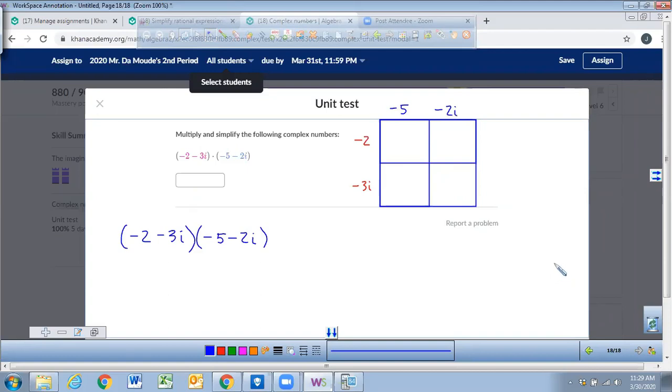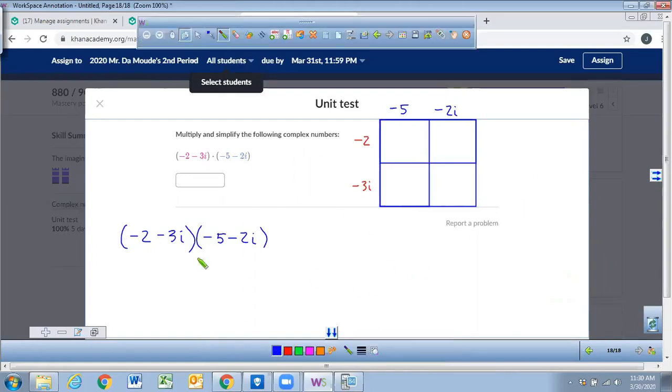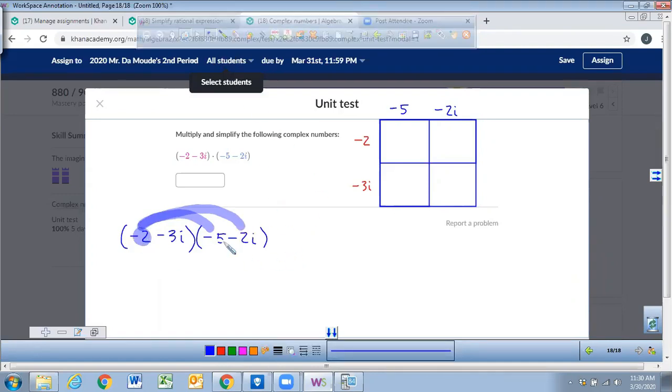All right, so I got it set up. Anybody need more time setting theirs up? No. We all good? By your silence, I'm assuming that you're good. So we'll do it the more traditional way that I was taught a long time ago. We'll take this -2 and distribute it to the -5, and we'll take the -2 and distribute it to the -2i. So -2 times -5 is a total of 10. And -2 times -2i is a positive 4i, because a negative times a negative is positive.